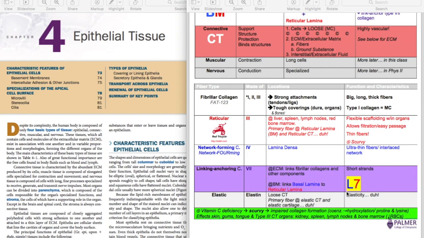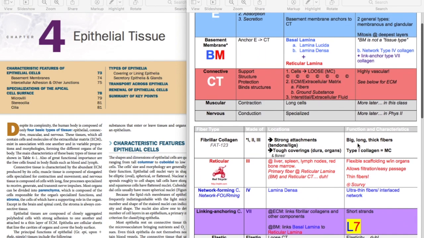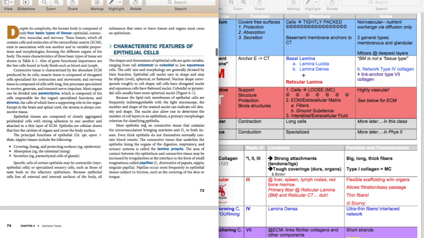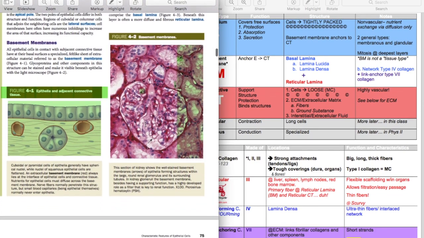All right, L7: linking, anchoring. The shape of the L inverted becomes a 7. Linking is type 7 collagen. Another little random memory tool there for you. Okay, so let's go look at some pictures of what we've talked about.